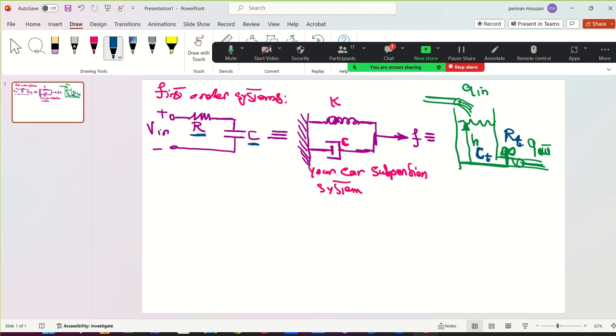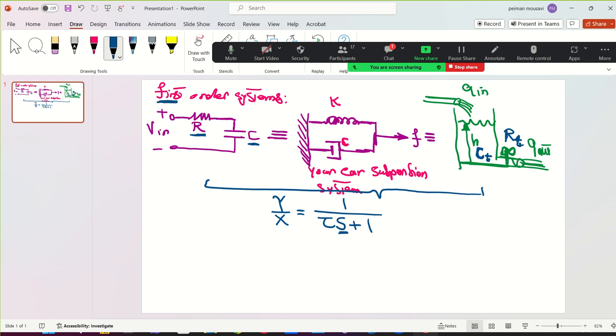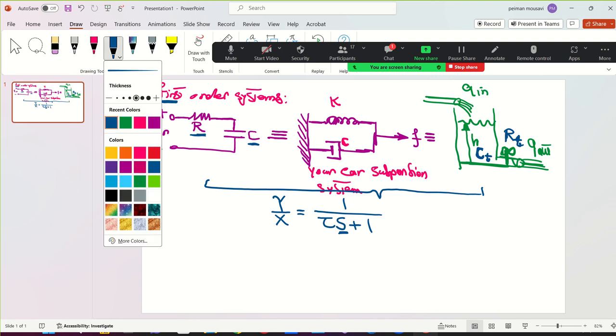And this is your art as an engineer, to understand this. And if I tell you all of these have this closed-loop transfer function, output over input is 1 over tau s plus 1. All of this I'm going to show you today and by simulating in the next class. That's why I say first order system, S to the power of 1. First order system. Clear, everybody? Yes? You got it?